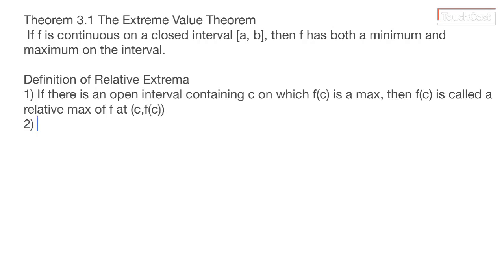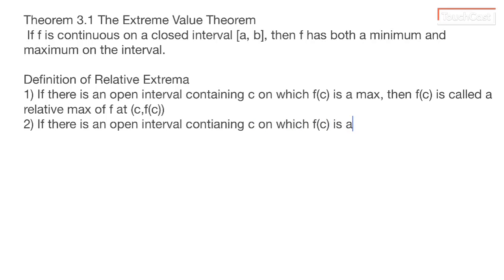The second part of this pretty much says the same thing, but we replace the word maximum with minimum. So if there is an open interval containing c on which f of c is a minimum, then f of c is called a relative minimum of f at the point c, f of c.